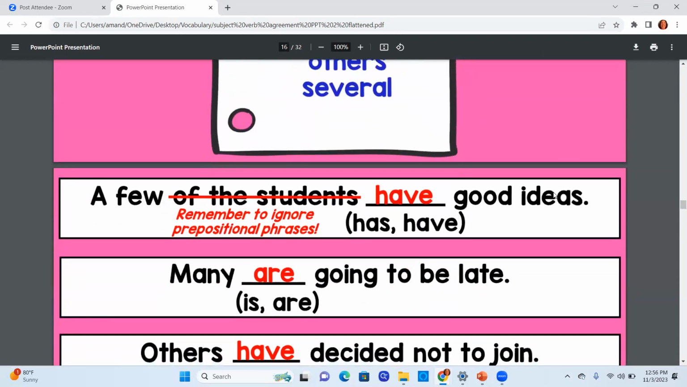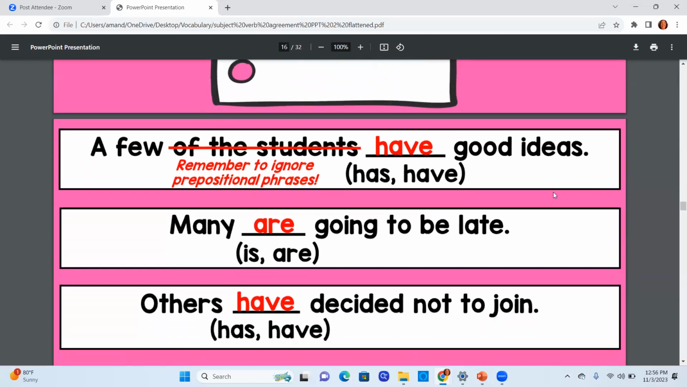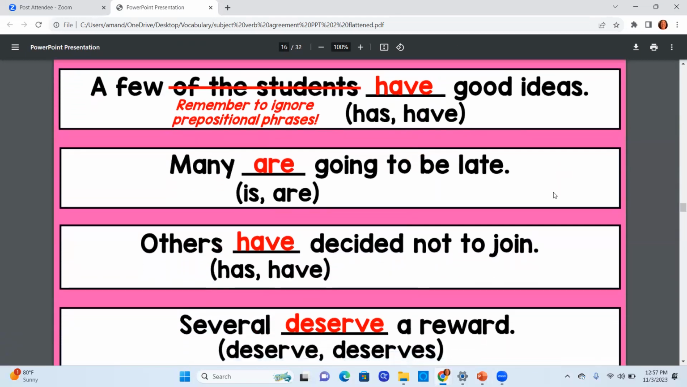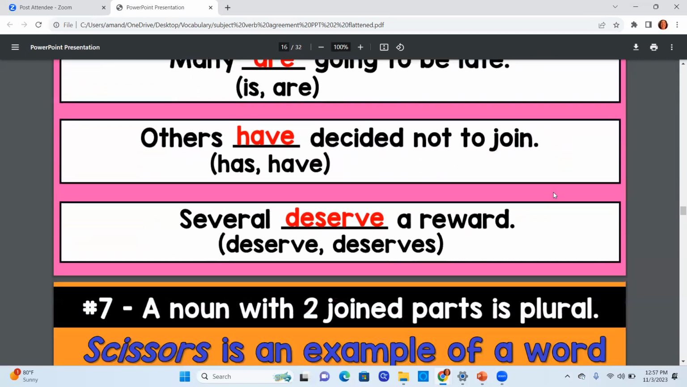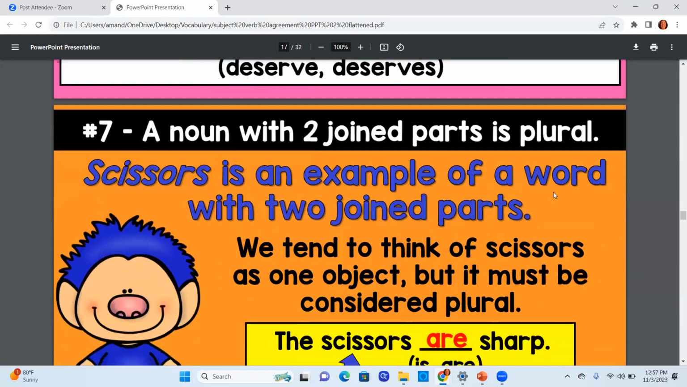And of course, remember to ignore prepositional phrases. So we will cross out of the students. So for example, a few have good ideas. Many are going to be late. We'll go ahead and go down to number 7.